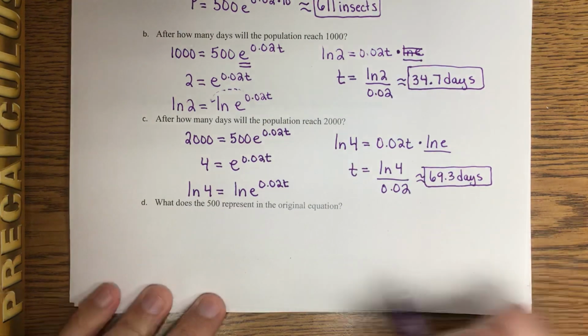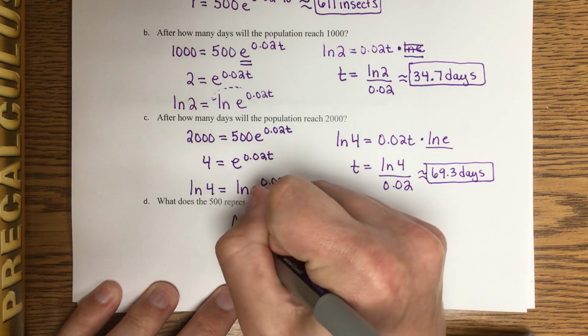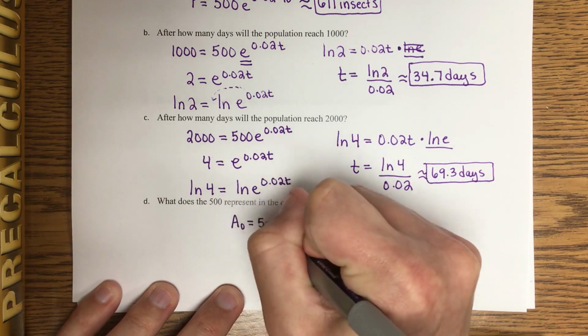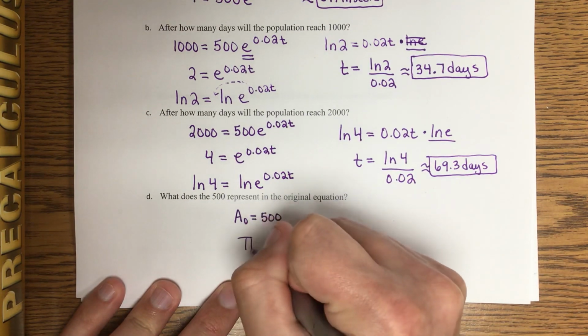So then this last part, what does the 500 represent in the original equation? Well, 500 was a sub 0, and that represents the original population of insects.